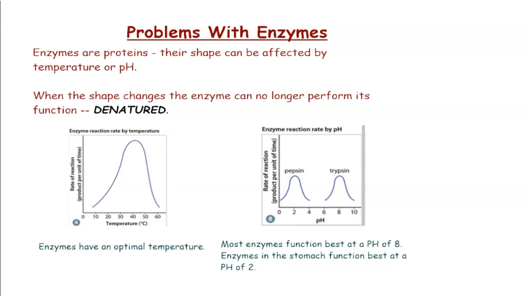So pepsin is in your stomach. It only works in a pH of 2. Trypsin, on the other hand, another type of enzyme, only really likes to work at a pH of 8. So if you put trypsin in a pH of 2, it wouldn't function. Both of these enzymes like to break down proteins, so they're in different parts of your body based off of their pHs. And if you switched them, they wouldn't function and you wouldn't be able to break down proteins.